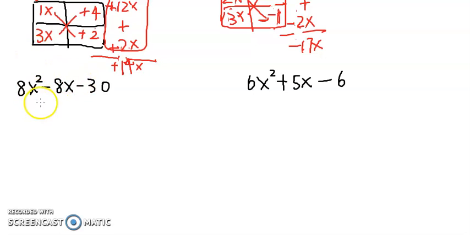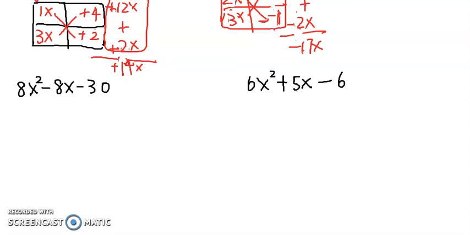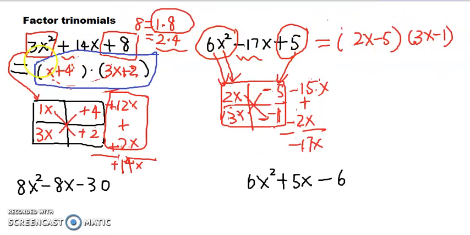Now, in the next example, notice that when you factor problems, you're supposed to check whether they have a GCF first.